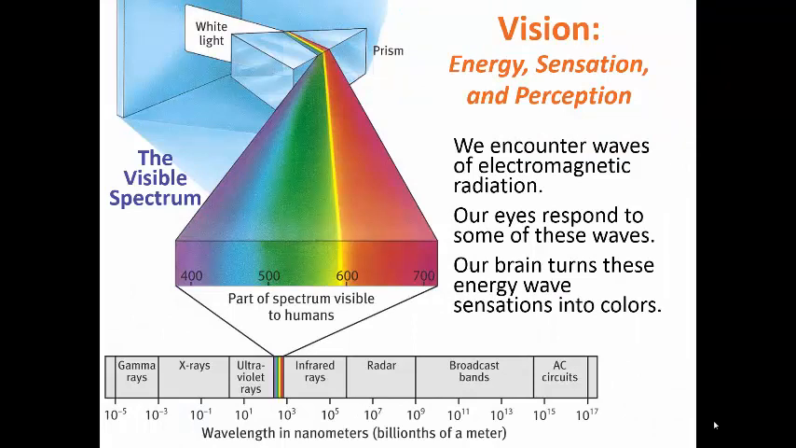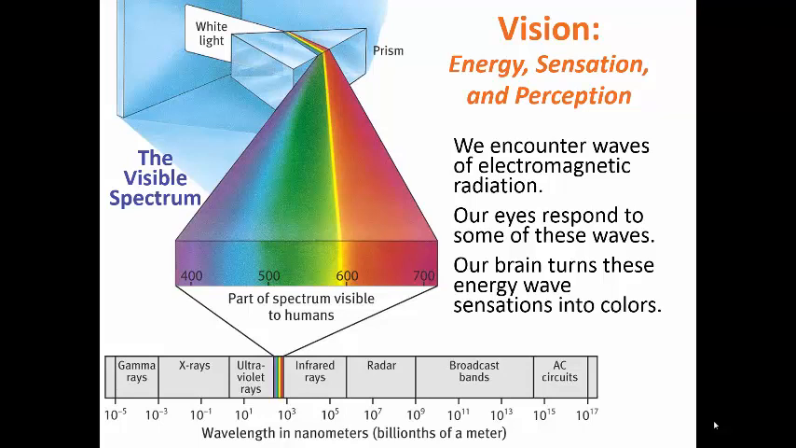So maybe those of you who've taken physics before in high school will remember this, but vision is really part of kind of energy, sensation, and perception. So we encounter waves of electromagnetic radiation, which is the spectrum. You've probably done those experiments with the prism, and you can bend light and it comes out in a rainbow. So those are the visible parts of the spectrum, and that's what we can see.